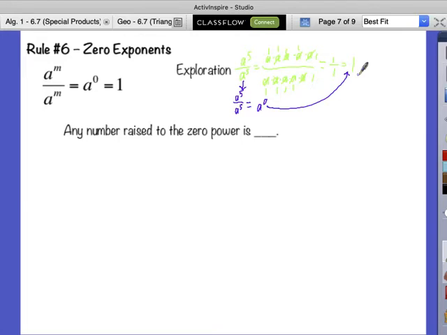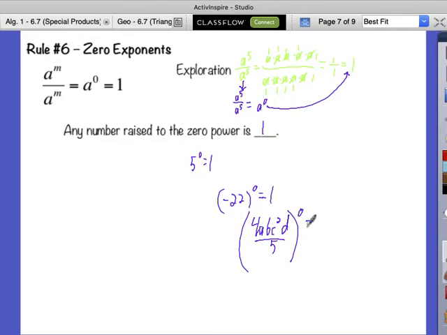We're saying anything raised to the power of 0 ends up just being 1, and this is why. It doesn't matter what number you use, what variable you have, or how much you have there. If it's raised to the power of 0, it's automatically 1. So any number raised to the power of 0 is 1. Let me show that. 5 to the power of 0, that's 1. Negative 22 to the power of 0, that's 1. 4ab squared d all over 5, all being raised to the power of 0, 1. I don't care what is being raised to the power of 0, it's 1 no matter what.